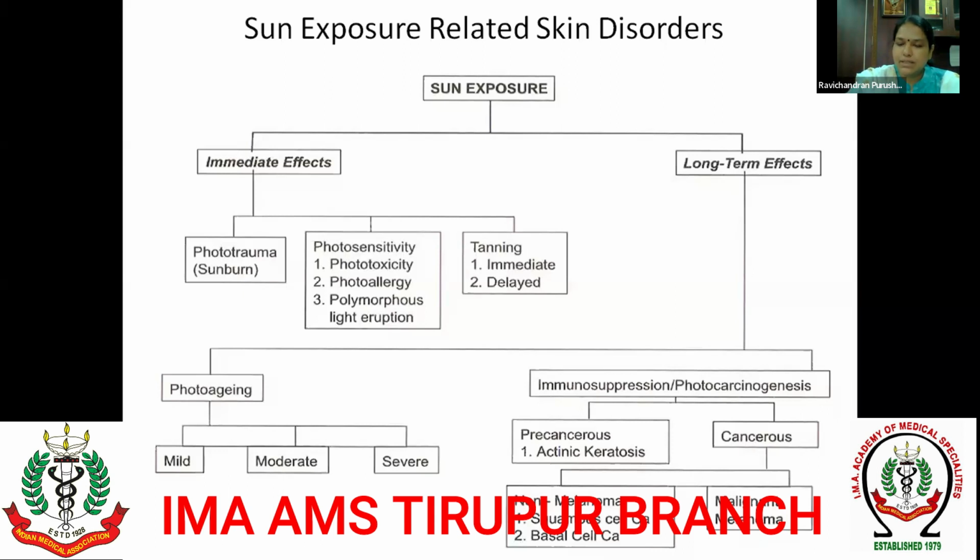Because of sun exposure, we have positive effects and also negative ones. One of them is immunosuppression, and photocarcinogenic properties are also there. It can affect the melanocytes and non-melanocytes. In melanocytes, it leads to malignant melanomas, and non-melanomas like squamous cell carcinoma and basal cell carcinoma. Precancerous conditions like actinic keratosis and seborrheic keratosis all flare up due to continuous sun exposure.